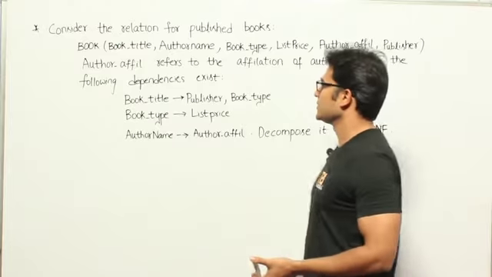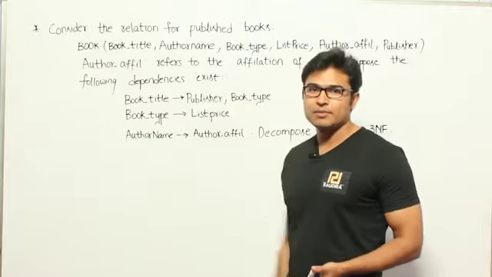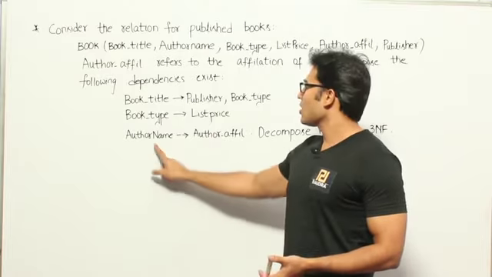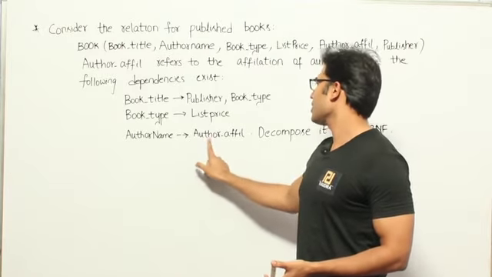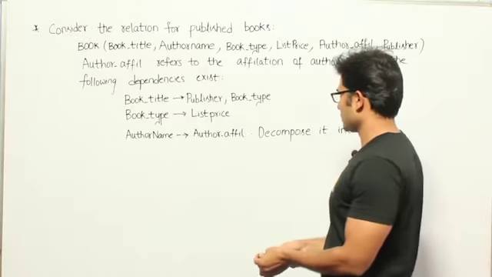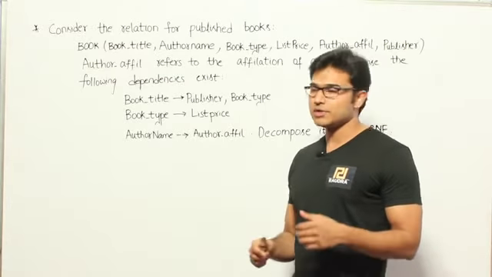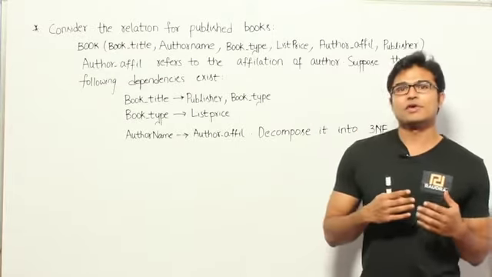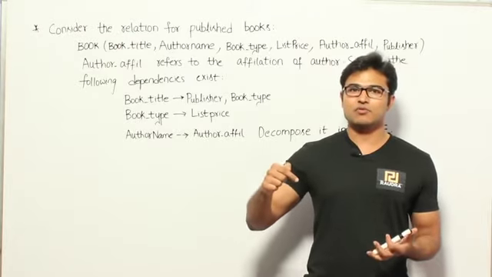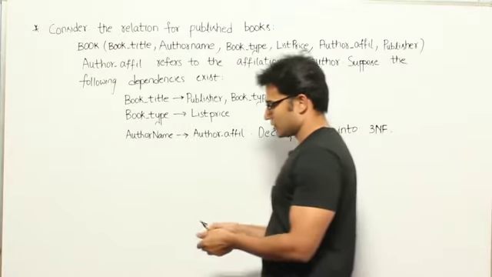One dependency is book title can determine publisher as well as the book type, and book type can determine the list price, and author name can determine author FL. Now given these three functional dependencies, you are supposed to decompose the table into third normal form. We shall go in the same procedure. Even though we have to decompose the table into third normal form, we are going to first decompose into second normal form and then get into the third normal form, right? So we shall do it this way.